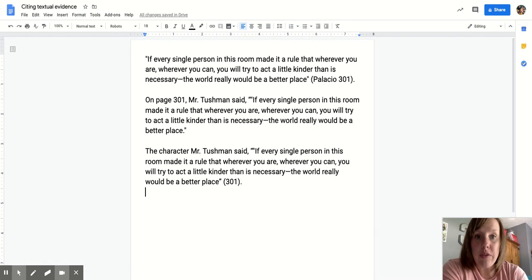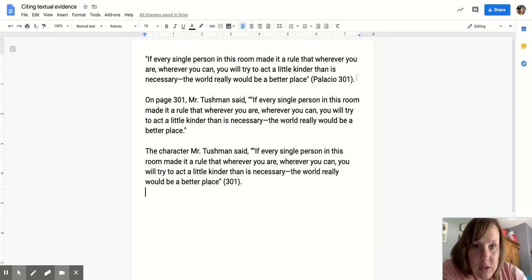Okay. So here's a few different ways to cite a quote. I chose the story Wonder. And so there's this one quote at the very end, and there's a couple different ways to cite it. So the very first one, here's the quote. If every single person in this room made it a rule that wherever you are, wherever you can, you will try to act a little kinder than is necessary, the world really would be a better place.